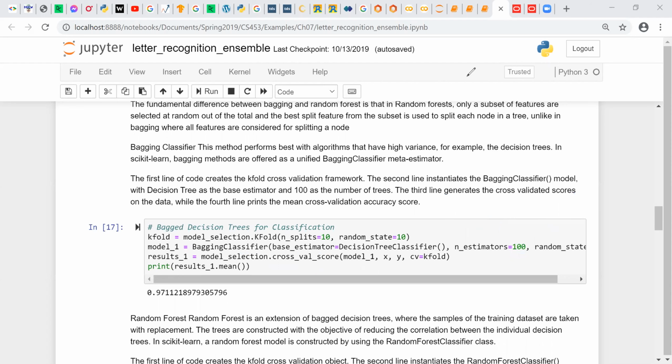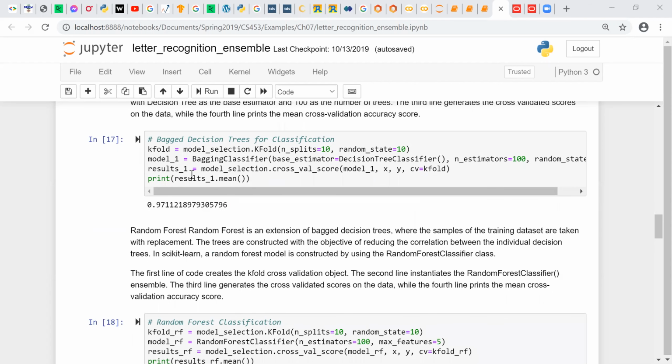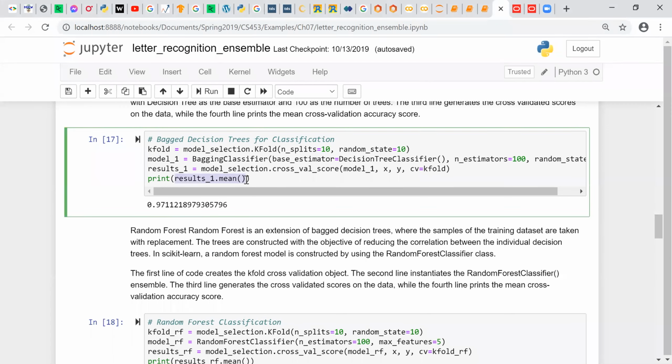With this, we can then find, you see over here, we collect the average result. So it's not bad. The accuracy is 97, it's pretty good. So this is regarding bagging. It's pretty simple, you can see this.